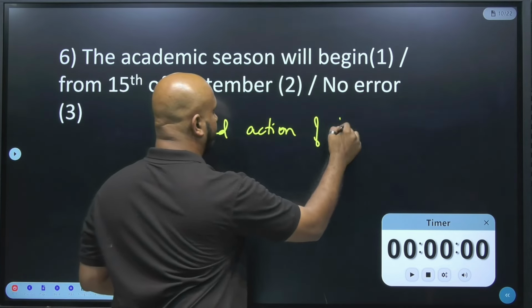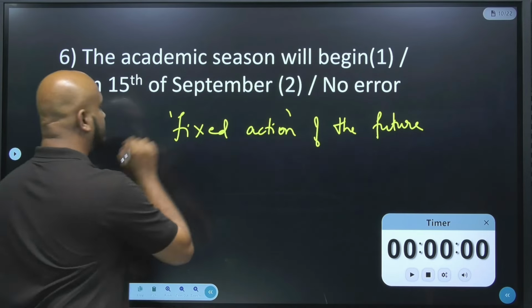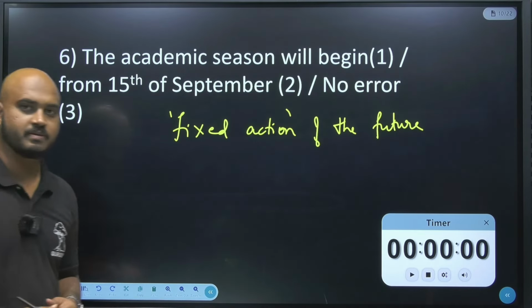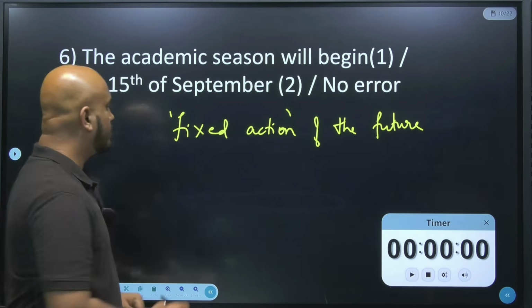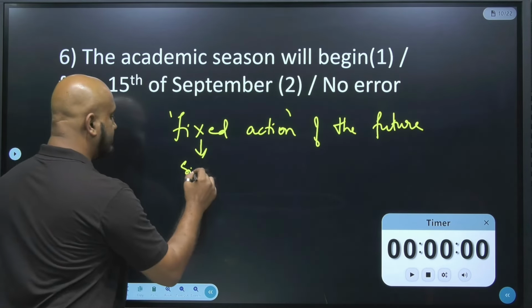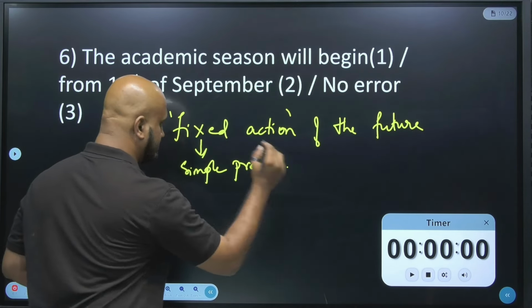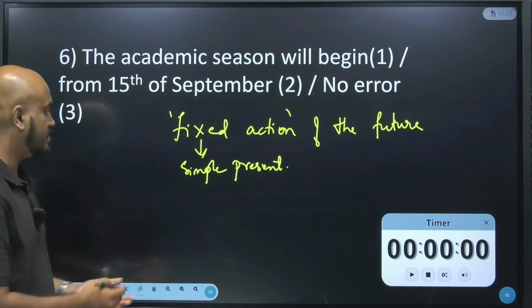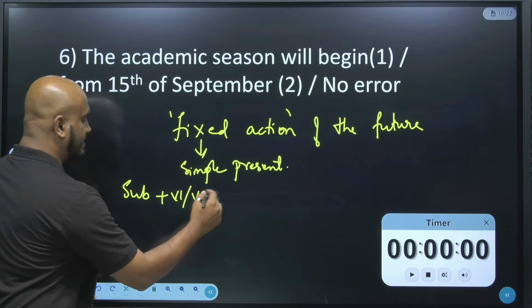Fixed action of the future. Although it's a futuristic event, what kind of futuristic event is it? It is a fixed action. Now, whenever you're expressing a fixed action of the future, the rule says you should always express this in simple present, or you can say present indefinite tense. And what is the structure of simple present or present indefinite tense? Subject plus V1 or V5 plus object.